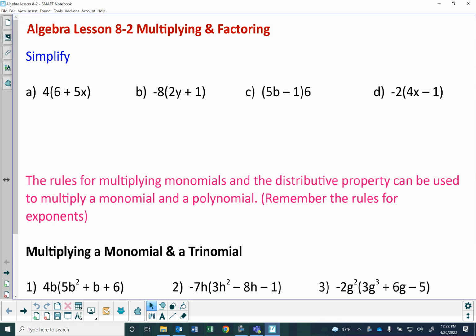This is Algebra Lesson 8-2, Multiplying and Factoring. Now, we've used the distributive property before to simplify things, so we're going to simplify a couple of problems here, and that's going to lead us into understanding how to multiply other polynomials.